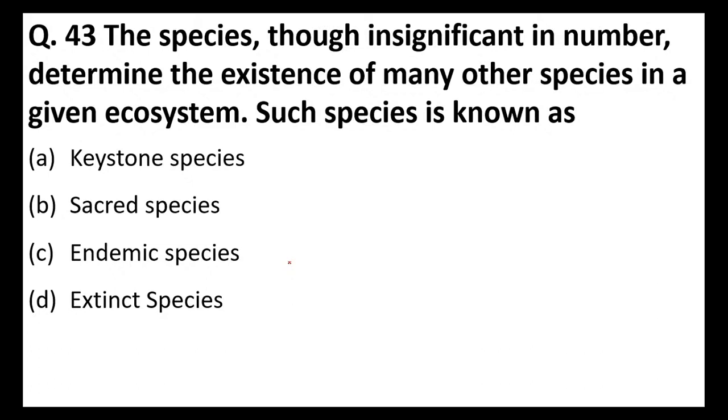The species, though indistinct in number, insignificant in number, determine the existence of many other species in any given ecosystem. Such species are known as keystone, sacred species, endemic, or extinct. What are keystone species?